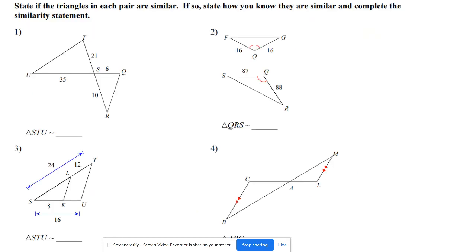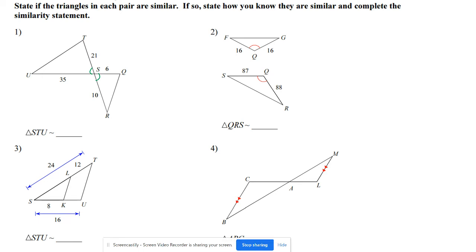So let's look at some examples here. We've already kind of done some, but let's look at a few more just to become familiar with the types of problems. So on number 1, always look for things like vertical angles as usual, and we've got a pair of vertical angles right here. So we've got an angle, and then we've got two sides on either side of those angles that are marked. So we want to see, are they proportional?